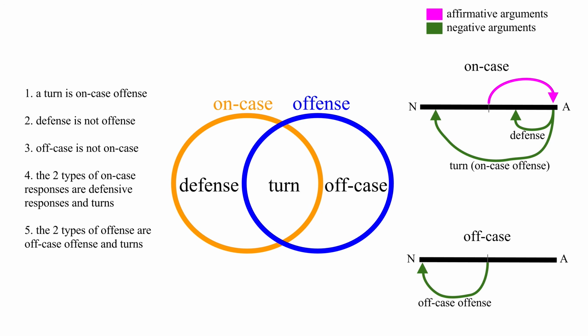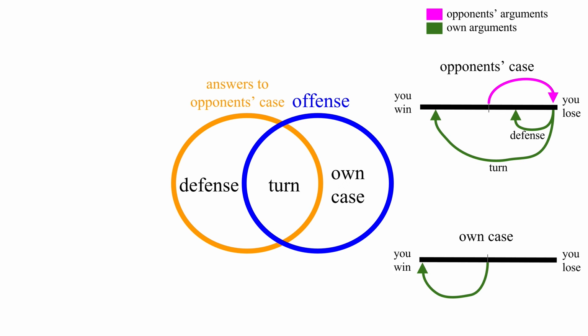So if we wanted to make a more general version of the Euler diagram, we would need to replace the word on-case with just answers to the opponent's case. Now, answers to the opponent's case from the negative perspective are the on-case arguments, but from the affirmative perspective, those would be the off-case arguments. And then, of course, anything which is not an answer to your opponent's case would have to be your own case or whatever additions you made to that case in later speeches. Then we can relabel the 2 graphs on the right accordingly.